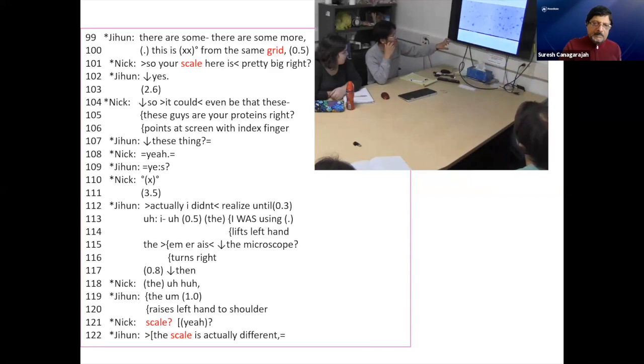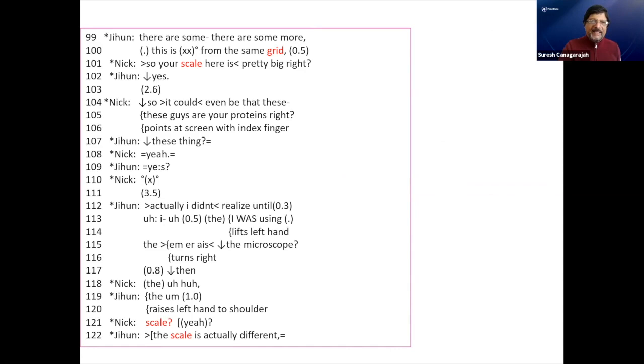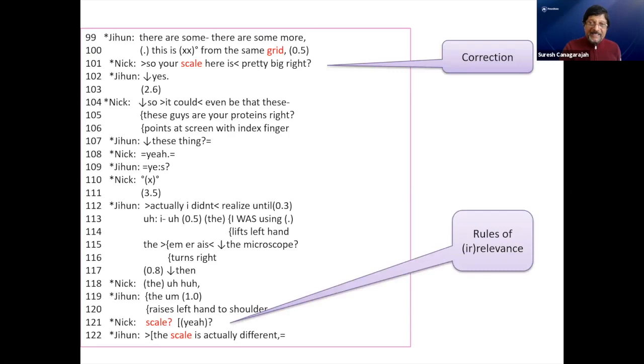So what we find here is on the first occasion in line 101, Nick corrects Jihoon by saying it's not a grid, it's the scale that he's talking about. In line 120 and from 116 on, actually, Jihoon is looking for the word. In this case, Nick actually supplies the word scale and insists on the technical term, and Jihoon demonstrates uptake. So what we find is this word seems to be important according to the rules of irrelevance, and Nick doesn't adopt a let it pass approach.